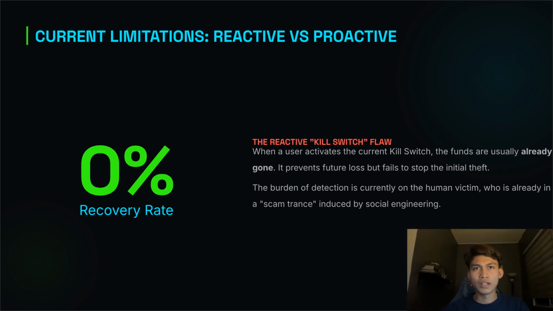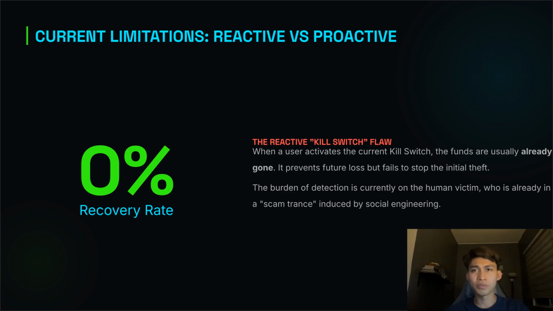Okay, now let's address the critical system architecture of our banking applications. The current security baseline heavily relies on a feature known as the kill switch. However, there is a massive fatal flaw embedded in this design. It is strictly reactive. In the current application framework, when a transaction occurs, the system simply drops a standard approve or reject prompt onto the screen. The entire burden of detection is offloaded onto the human victim.